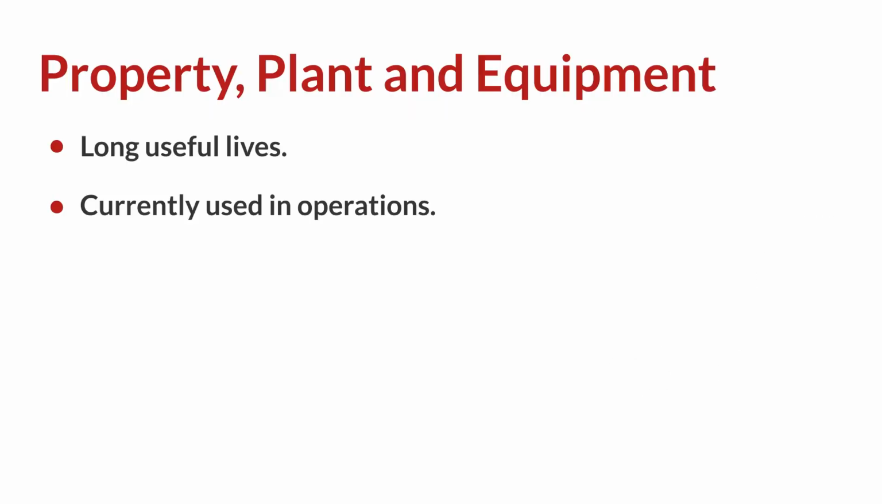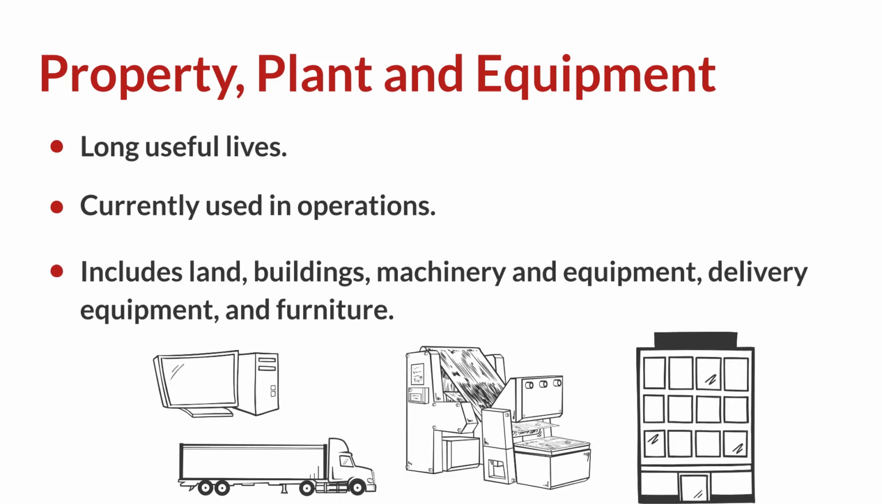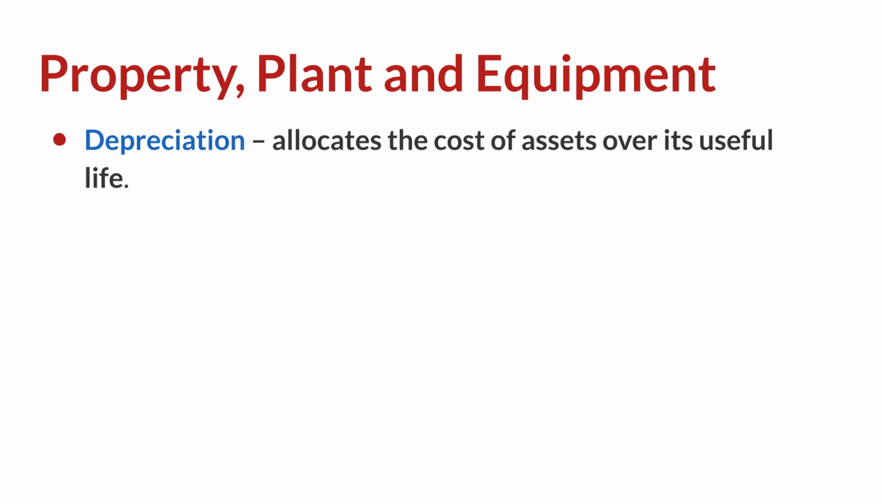Property, plant, and equipment are assets with relatively long useful lives that a company is currently using in operating the business. This category includes land, buildings, machinery and equipment, delivery equipment, as well as furniture. Depreciation allocates the cost of assets over their useful life. Companies assign a portion of an asset's cost as an expense each year, rather than expensing the full purchase price in the year of the purchase.